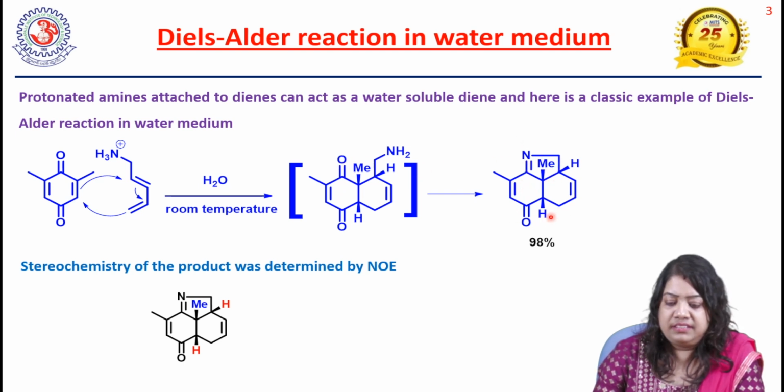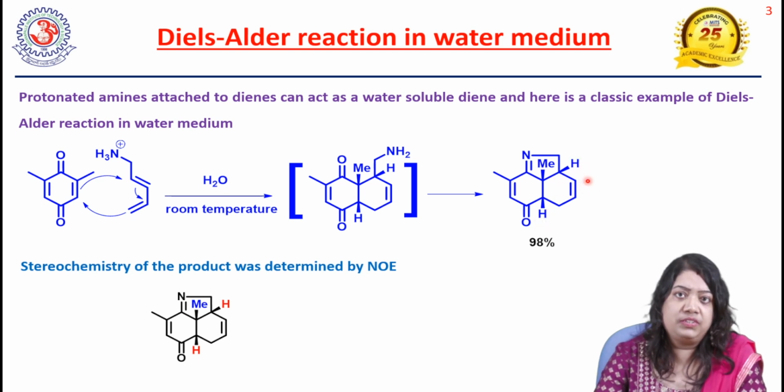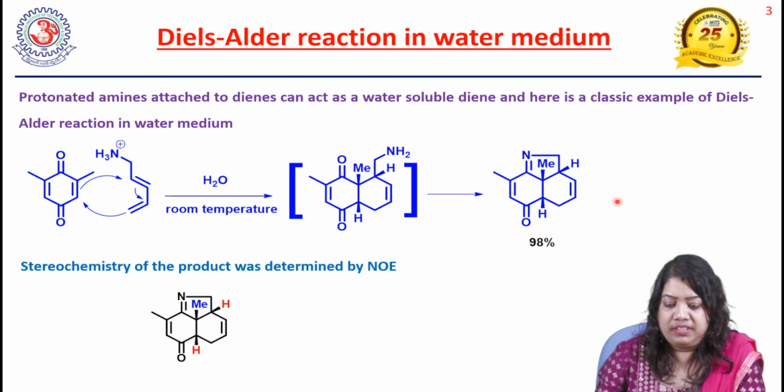The stereochemistry of this compound is confirmed by NOE study. While the hydrogen atoms of this methyl group are irradiated in NOE, these two hydrogens show positive NOE. That means this methyl and these two hydrogens are on the same side of the molecule.